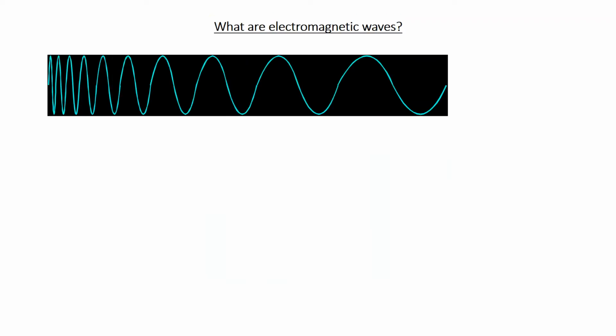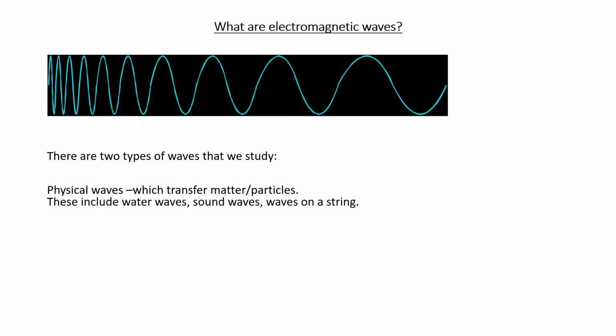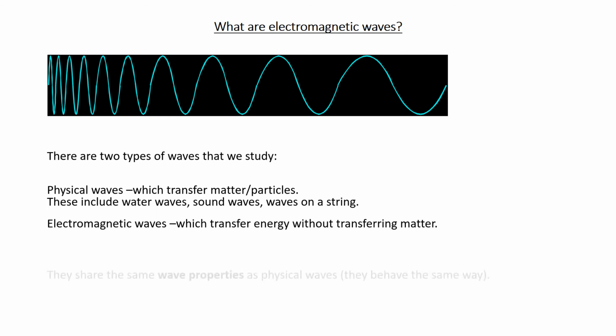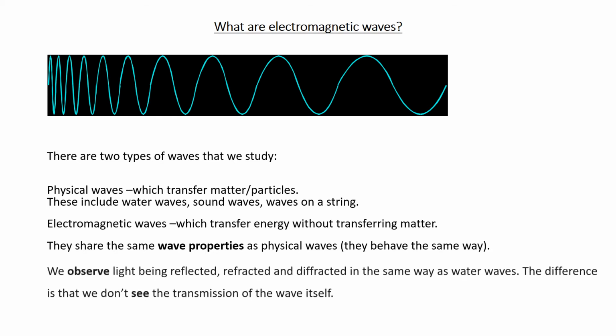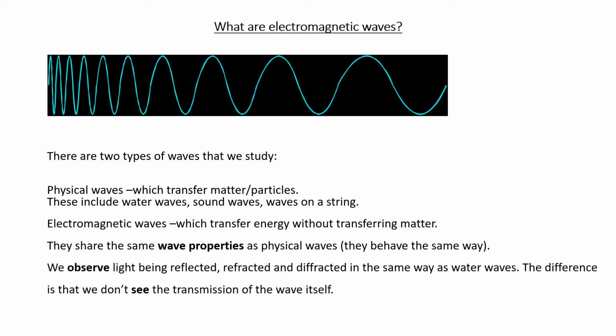So, what are electromagnetic waves? There are 2 types of waves that we study. The first are physical waves, which transfer matter and particles, and these include water waves and waves on a string. Electromagnetic waves transfer energy without transferring matter. They share the same wave properties as physical waves, and they behave the same way. We observe light being reflected, refracted, and diffracted in the same way as water waves, and the difference is that we don't see the transmission of the wave itself.